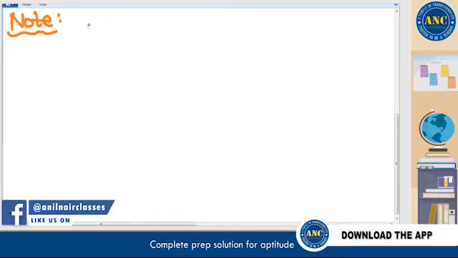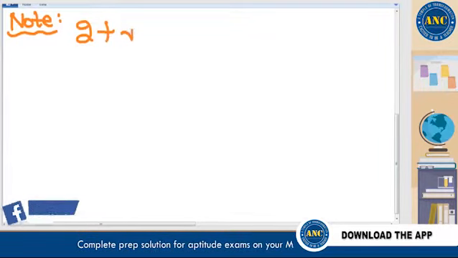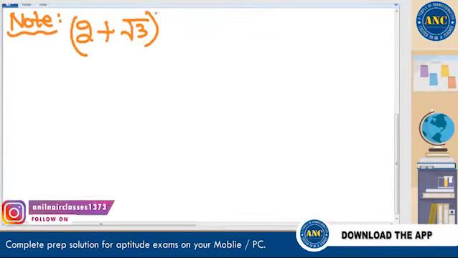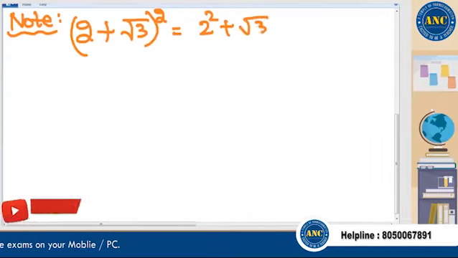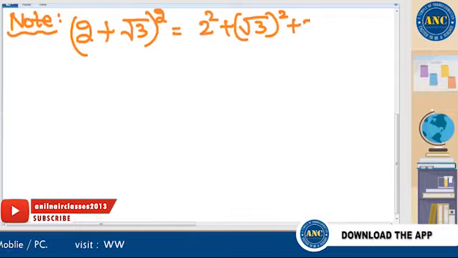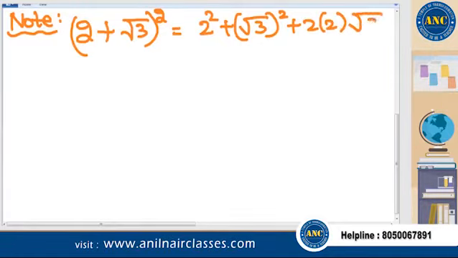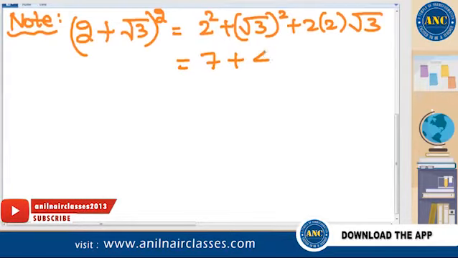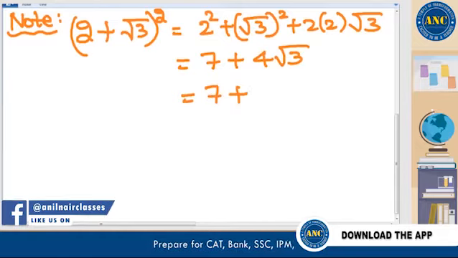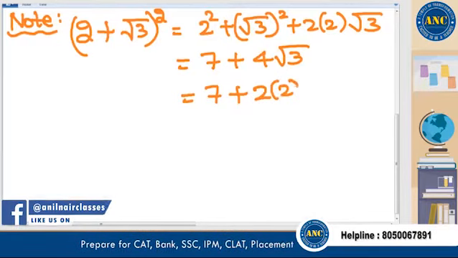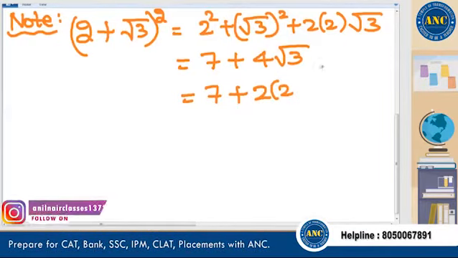Suppose for example I have 2 plus root 3 whole square. This is similar to a plus b whole square. It is a square plus b square plus 2ab. It is 2 into root 3. If I simplify, this will be 4 plus 3, 7, so 7 plus 4 root 3, right? This is nothing but 7 plus 2 into 2 root 3.